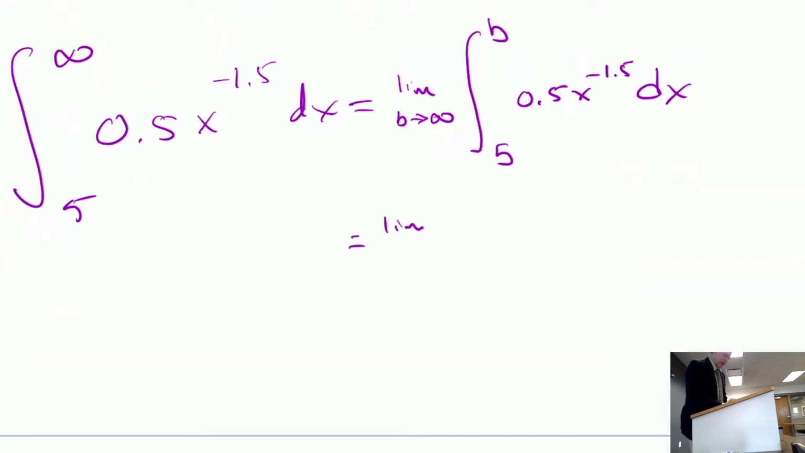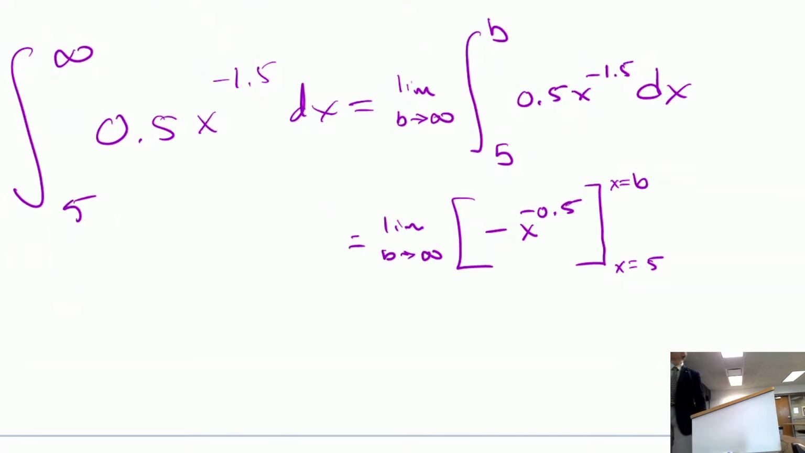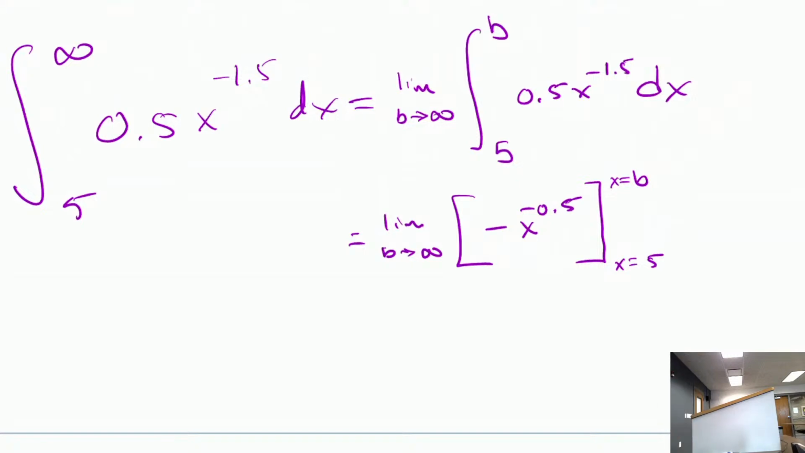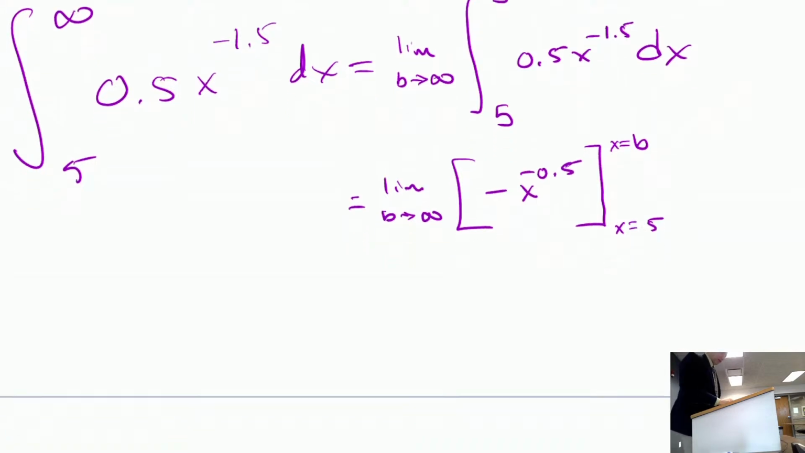So we have the limit as b approaches infinity. I'm guessing that this part wasn't a problem because you got parts A and B correctly. So this will be negative x to the negative 0.5, I believe, evaluated from x equals 5 to x equals b. Because if you got parts A and B right, you know how to do the antiderivative. It's negative because you're dividing by negative. You add 1 to this power and then divide by this. That cancels and you get the negative there. That's not a big deal.